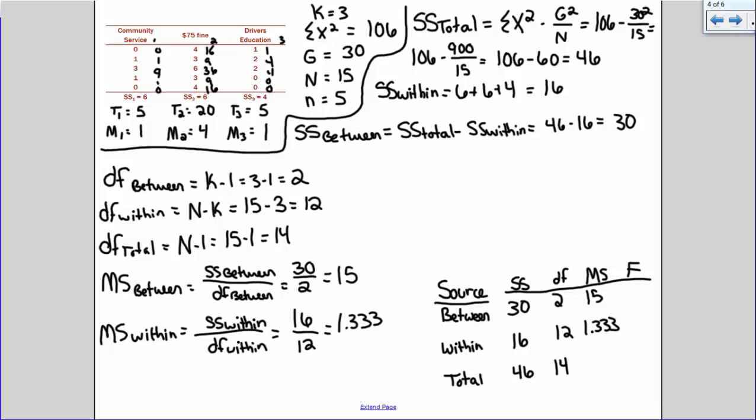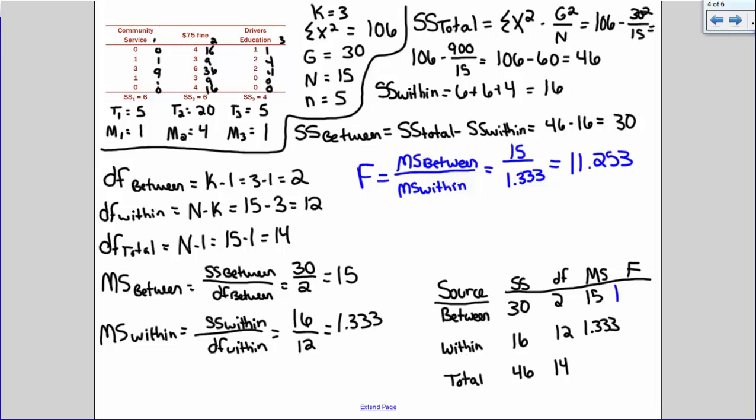Then F, make it in blue so it stands out. It's so important. We have the variance due to the independent variable and error, or the mean squared between, divided by the variance just due to error, or the mean squared within. 15 divided by 1.333 gives you an F statistic of 11.253. Huge, right?